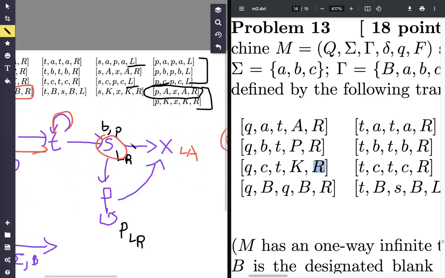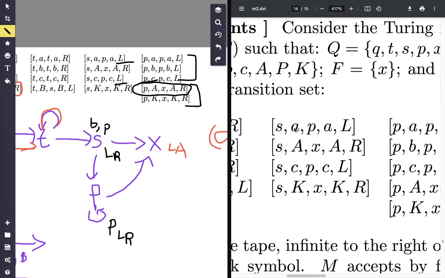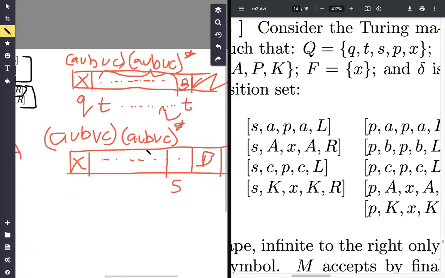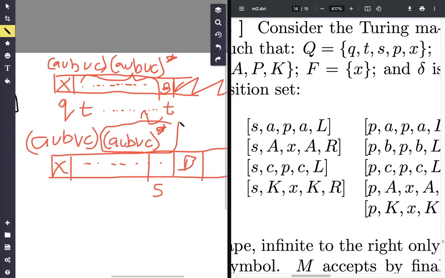Right, and my goal is to go from S to X. So how do I do that? That means S needs to be looking at either a capital A or a capital K. How do I see a capital A or a capital K? From this A or B or C star, these are all lowercase letters. Where does my capital A or a capital K come from? It comes from right here. This is the only place that a capital A could have been, which means this star is empty and this S is looking at here, right?